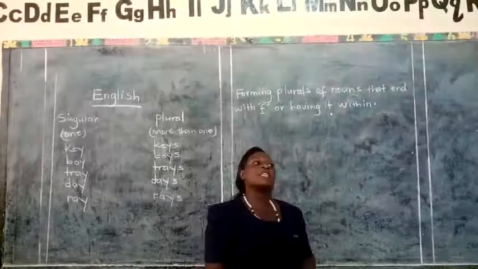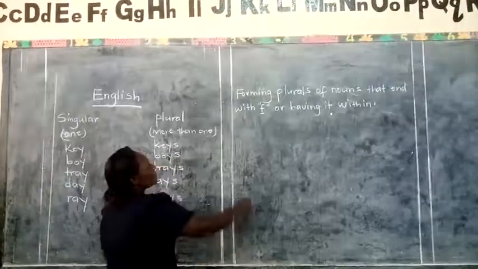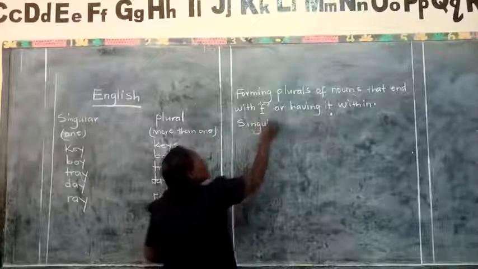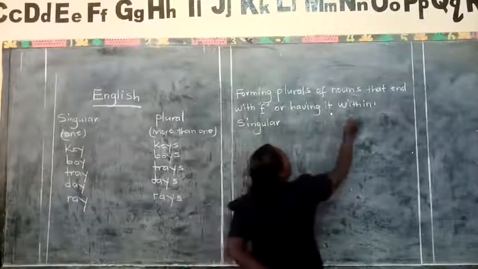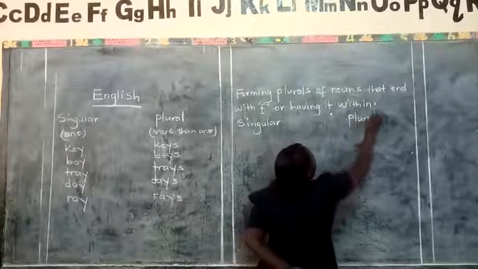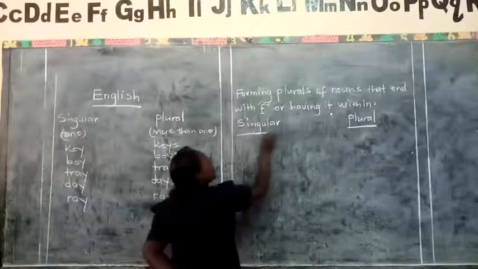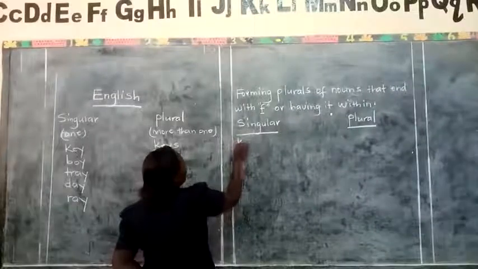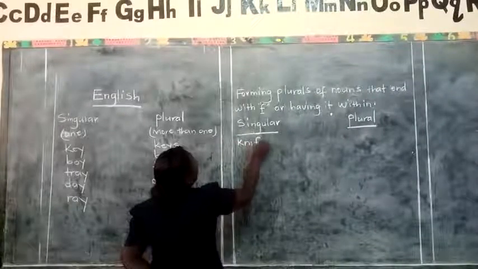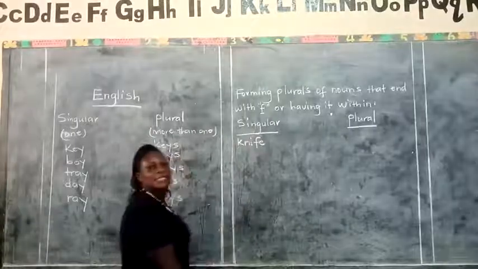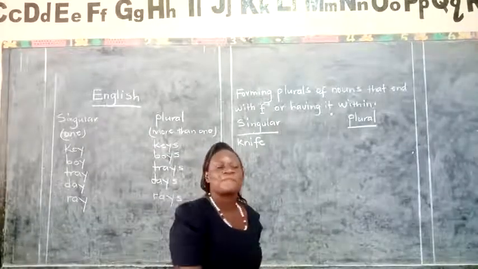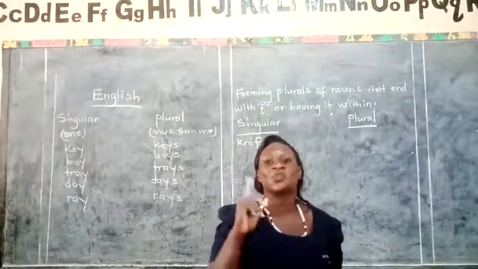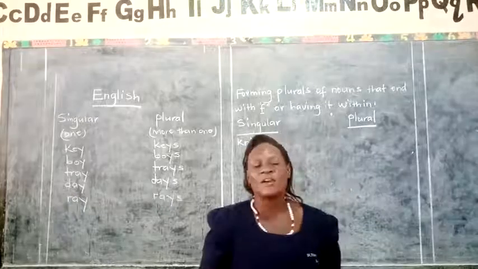Among those nouns which have letter F, we are still dealing with the singular and plural. On the side of singular, I have my noun here. I have that noun, which is knife. It can be called knife when it is one, when it is in singular form.